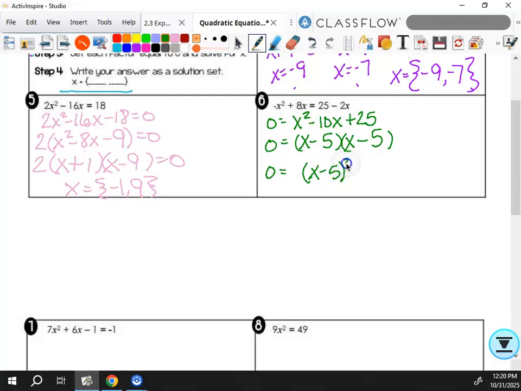Which means I wouldn't have to in this case, but I could write this as x minus 5 quantity squared. Not necessary to solve it, but in other times when you factor, you might want it like that to do whatever else it is you might be doing. But either way, we're only going to have one answer, and x equals 5. Everybody good with that? Any questions at all? Okie dokie.